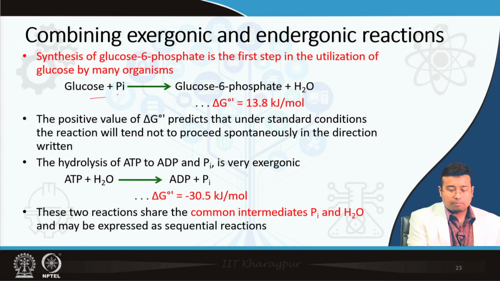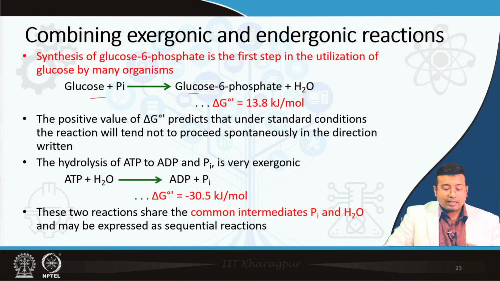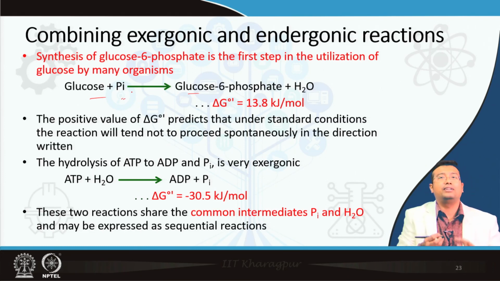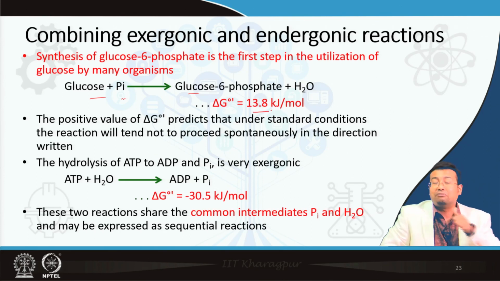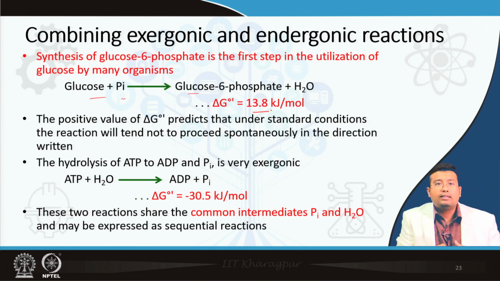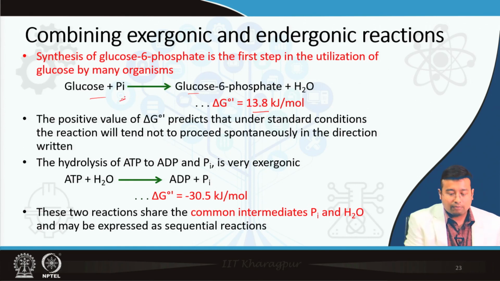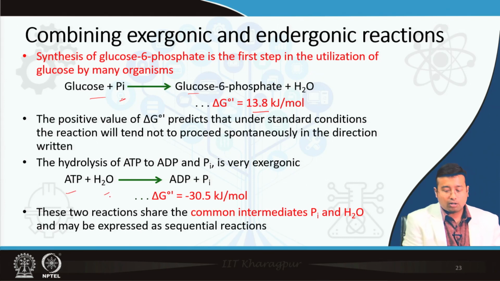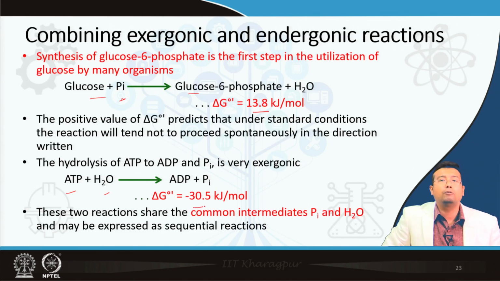Mind it, glucose plus inorganic phosphate is converted to glucose 6-phosphate and water. The standard free energy change is positive 13.8 kilojoule per mole, not at all favorable. However, we couple this reaction with a common intermediate, that is inorganic phosphate. So, what do we do? We utilize ATP hydrolysis. When adenosine triphosphate combines with water to form ADP and Pi, the reaction is highly spontaneous. The total delta G change is minus 30.5 kilojoule per mole.